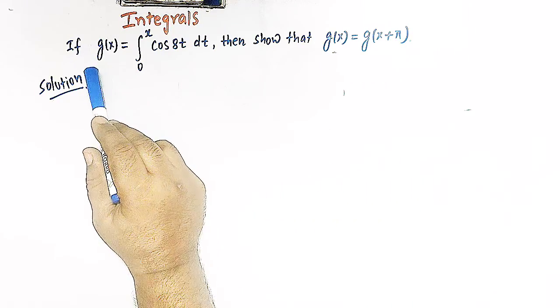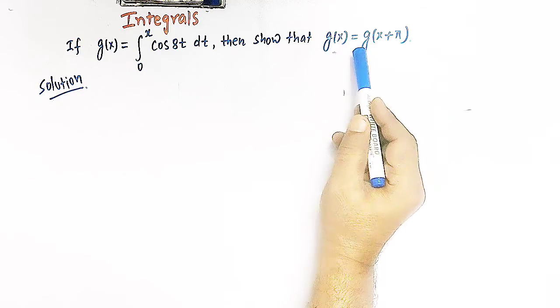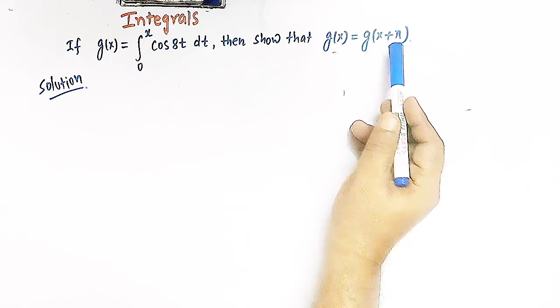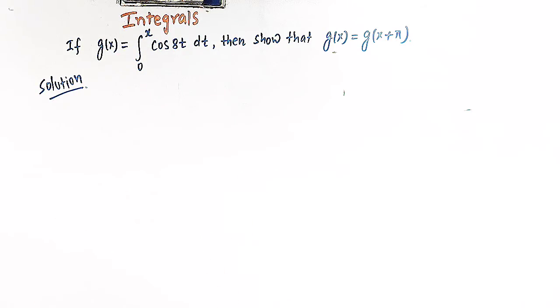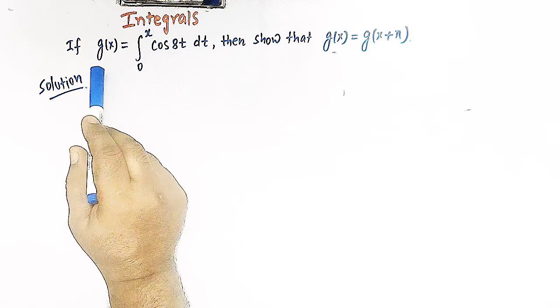So in order to show that g of x is equal to g of x plus pi, where g of x is given by this integral, we are going to make use of the concept of the first fundamental theorem of integral calculus, which is also known as the fundamental theorem of calculus part 1, right? So let us first see the statement of the first fundamental theorem of integral calculus, and then we'll apply the same to this problem.